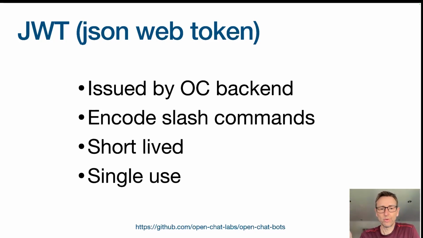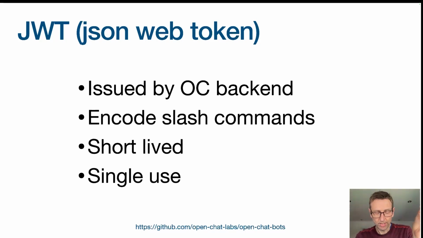All being well, the OpenChat backend will respond with a short-lived JWT signed with its own private key, which will encode all of the relevant information about the request, which includes the command and its arguments, the permissions granted to the bot, and the action scope in which the request was made. This JWT is then sent to the execute command endpoint of the bot.